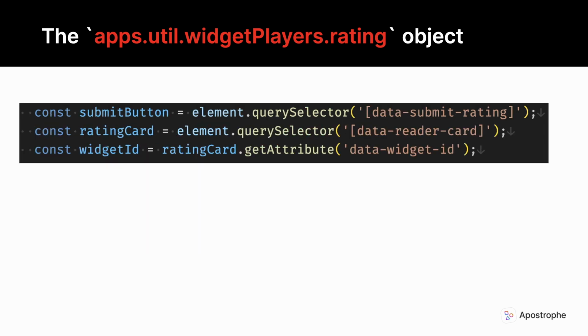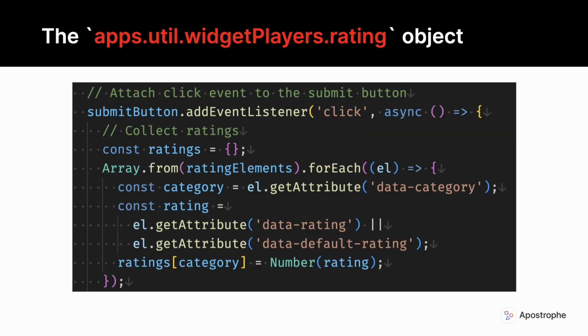Next, we are selecting the submission button within the DOM so that we can add an event listener. We are also selecting the reader input card added by the new markup, both to allow us to get the widget ID value passed from the data.widget object through the attribute added to the markup, and to later change the HTML after the user makes a submission. The remainder of the player function adds an event listener to the submission button.